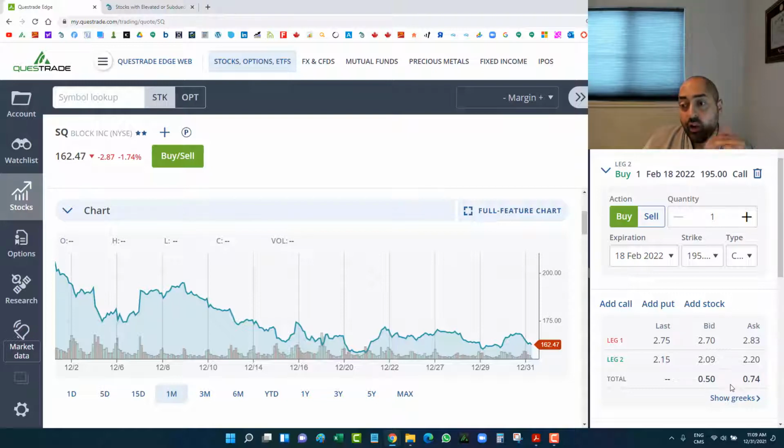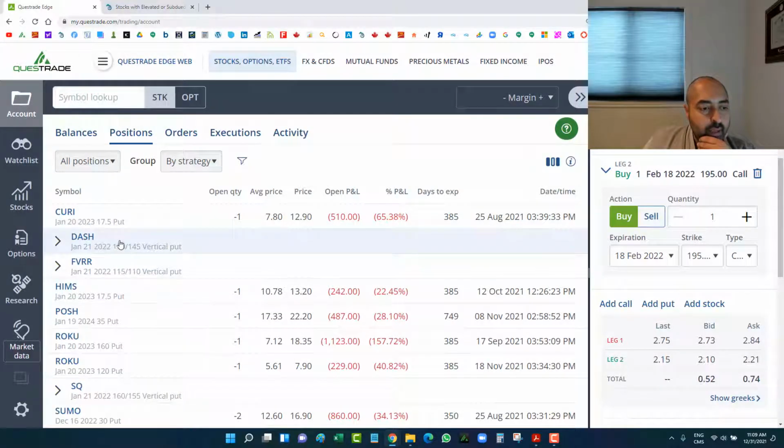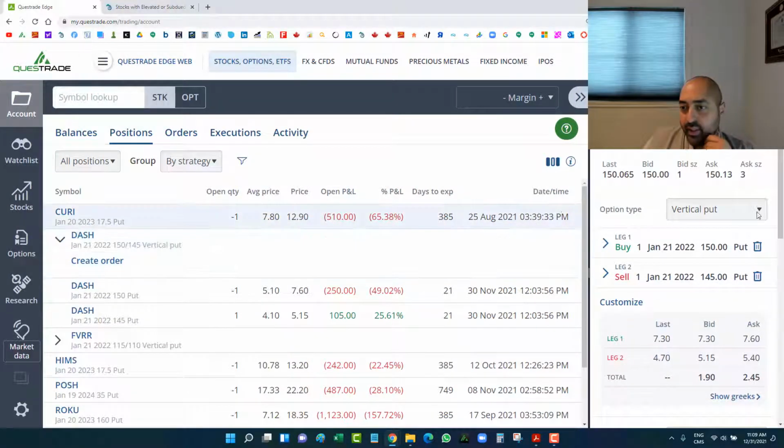So I would have collected $1.80, and I would have an iron condor in February that I would try to close for 90 cents in this case. Not sure what I'll do. Let's go back to Dash here, the one that's making the least money. Yeah, it's definitely at a loss.